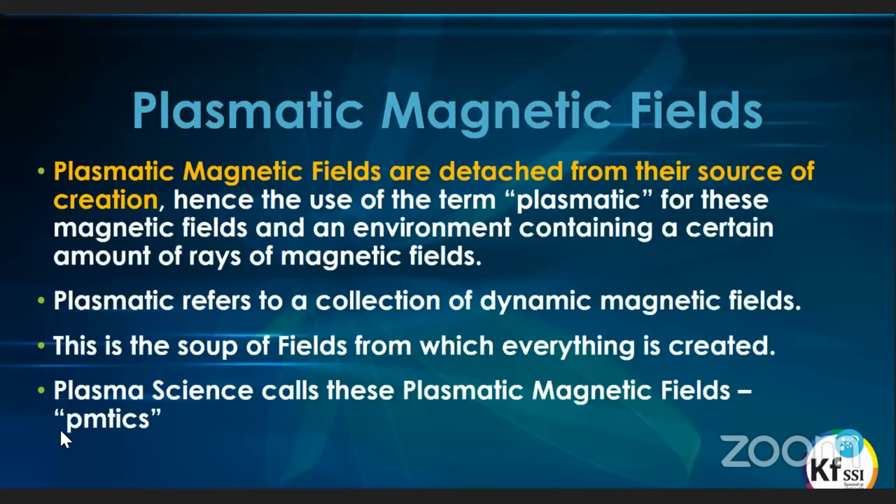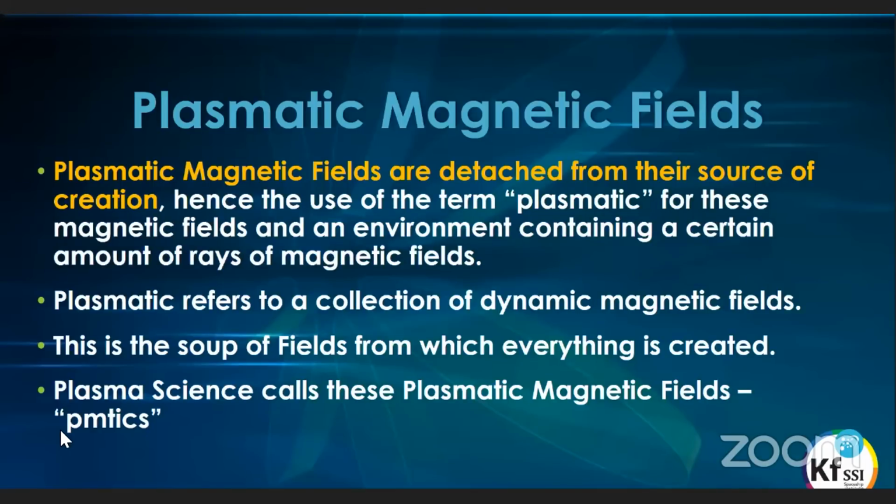And then we go into the next understanding of what plasmatic magnetic fields are. Plasmatic magnetic fields are detached from their source of creation, hence the use of the term plasmatic, for these magnetic fields in an environment containing a certain amount of rays of magnetic fields. So plasmatic refers to a collection of dynamic magnetic fields. This is the soup of fields from which everything is created. In plasma science, we call these plasmatic magnetic fields, abbreviated PMTIC.